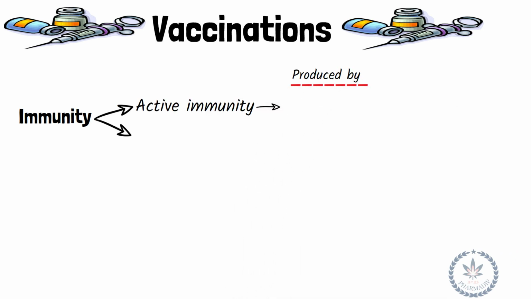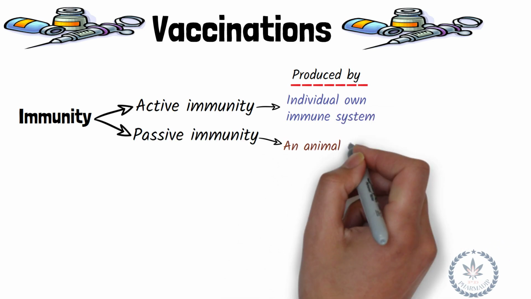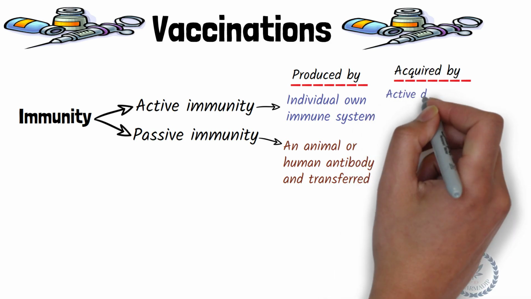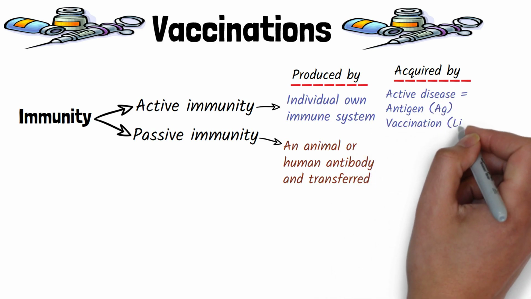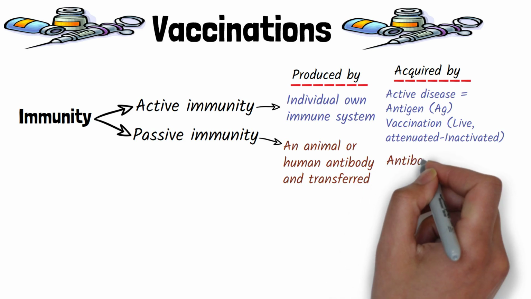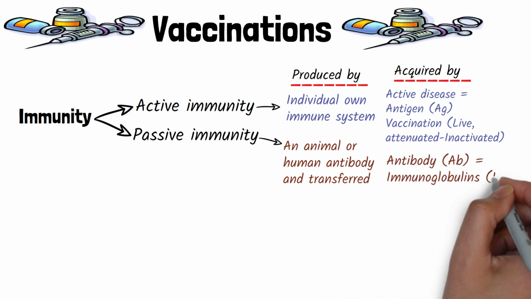Active immunity is produced by the individual's own immune system, whereas passive immunity is when an animal or human antibody is transferred. Active immunity is acquired either through an active disease, that is antigen, or through vaccination, either live attenuated or inactivated. Passive immunity is acquired through antibodies or immunoglobulins.